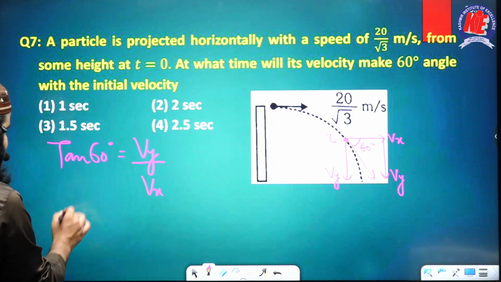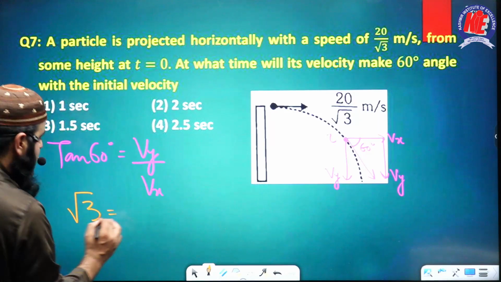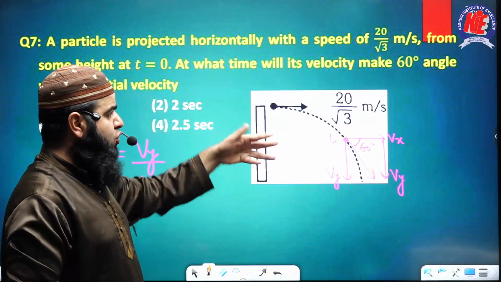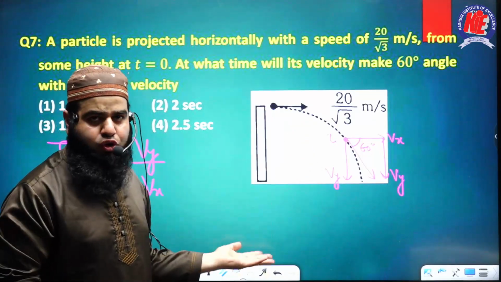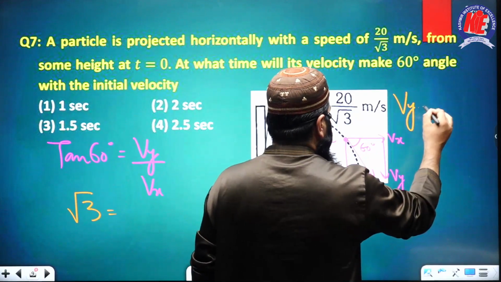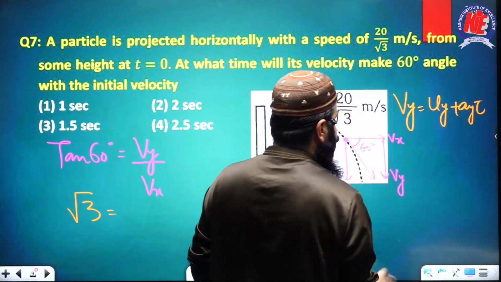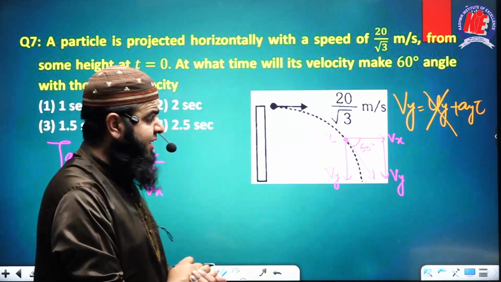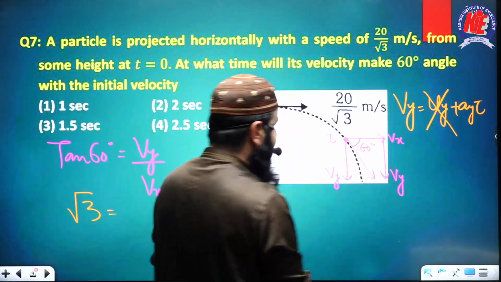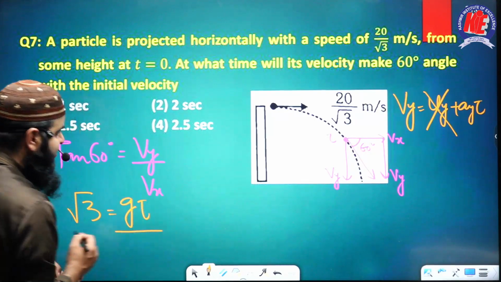अब यहाँ पे आइए बेटा, tan 60 is simply root 3, is equal to Vy by Vx. A particle is projected horizontally, so इसका जो initial velocity का vertical component, that is 0. So velocity at any time will be given by... In fact आपके लिए लिखना भी चाहूंगा, Vy is actually given by Uy plus Ay into t. Uy is 0 because the particle is projected horizontally and Ay के बदले आपका g आएगा, so Vy is equal to gt, so it is g multiplied by t divided by Vx.